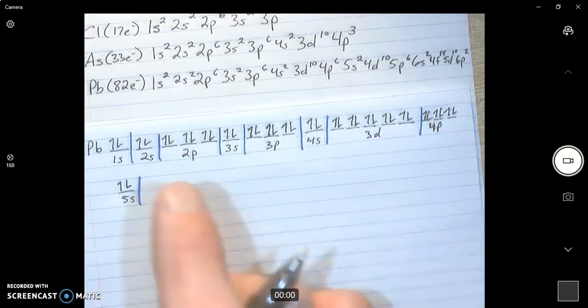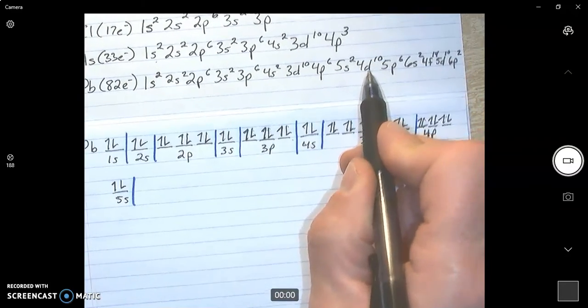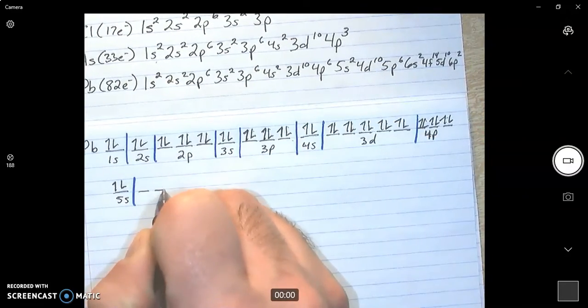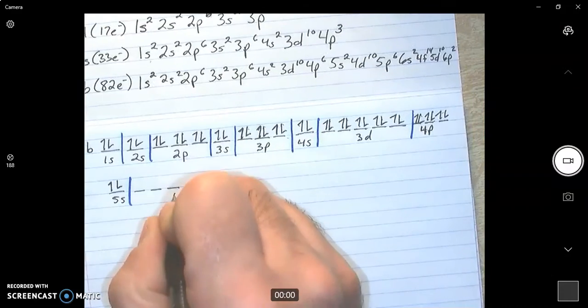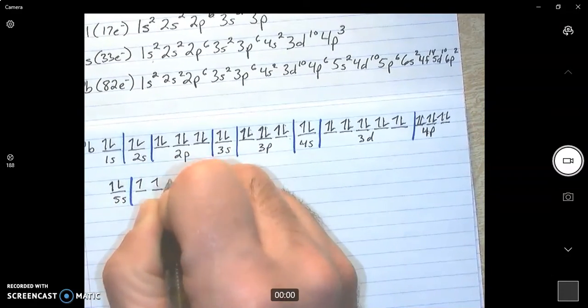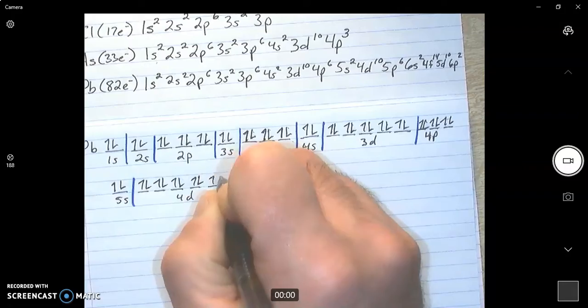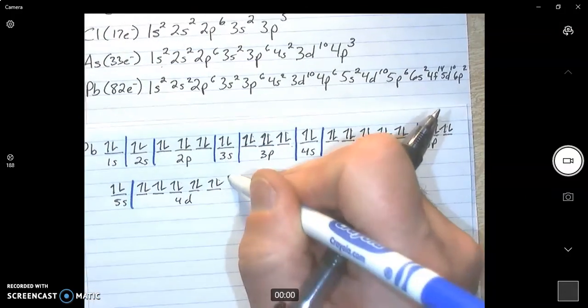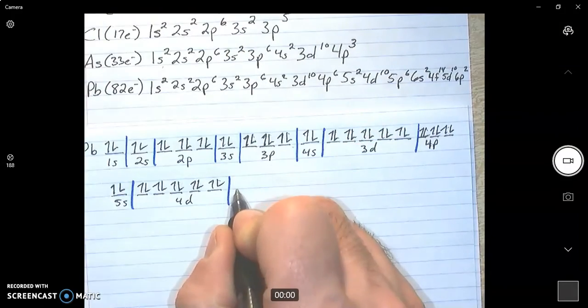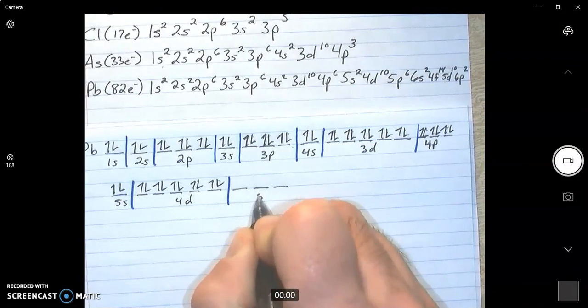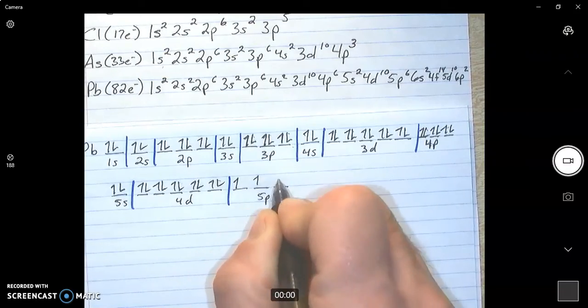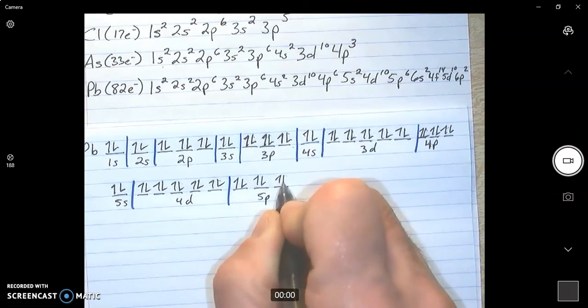After 5s comes 4d. So give yourself 5 lines. Fill them all individually up. That's Hund's rule. Pauli exclusion: when we fill them up with partners, they're in the opposite direction. Put in your break. After 4d comes 5p. Hund's rule, everyone gets a single before they get a double with opposite spin.